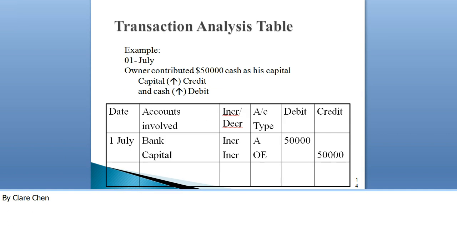And of course, we then present this information into the transaction analysis table. So we will present the date, and you only have to write that once for each transaction. Okay, and bank is involved. Increase the bank as an asset is to debit the account, so we write the 50,000 under the debit side. To increase the capital account as an owner's equity, we will credit this account, so we will write the 50,000 under the credit side.